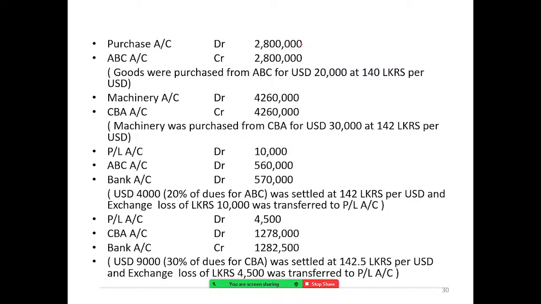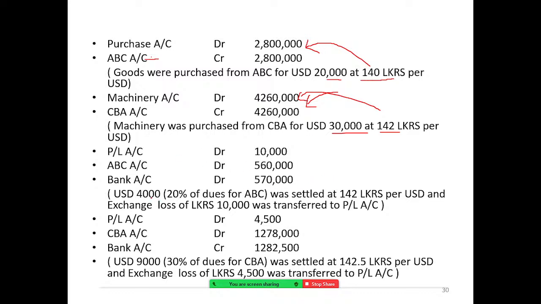So here see the double entries here for the purchase of items. So purchase account and ABC account is a supplier account, right? Creditor. So how to record? So goods were purchased from ABC for 20,000. At the time the exchange rate was 140. So therefore 20,000 into 140, you can get this figure. And second, here purchase of machinery. So for 30,000. So that time exchange rate was 142. So you can record like this.